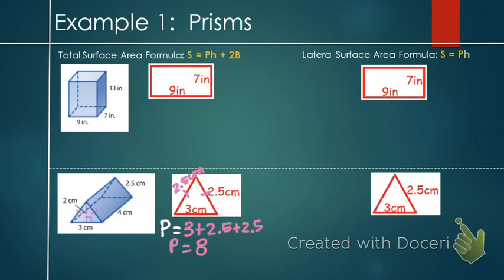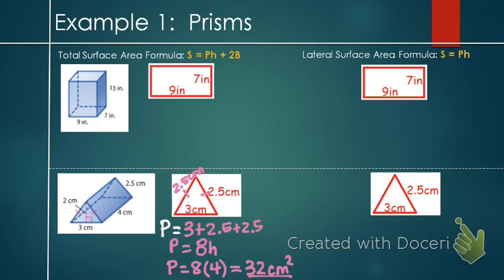Okay, and if you go back to look at our formula, we still have to multiply it times our height. Our height here of our triangular prism is the 4, because remember, it's called a triangular prism, so the name of the base is what it sits on, which is a triangle. So when we take the perimeter times the height, we get 32 inches squared. Oh, it's centimeters.